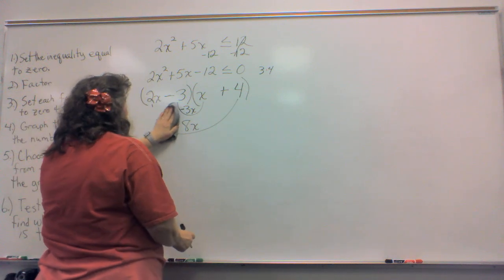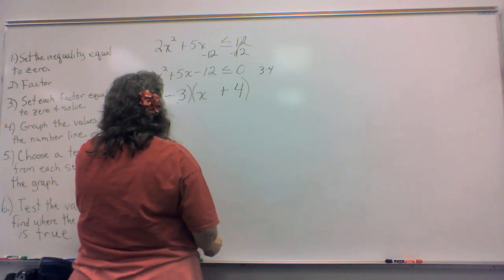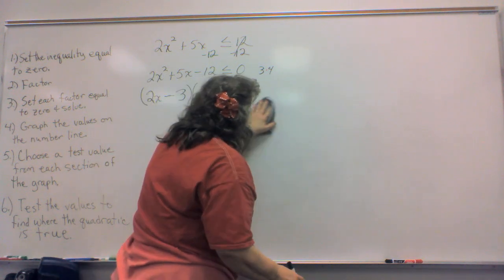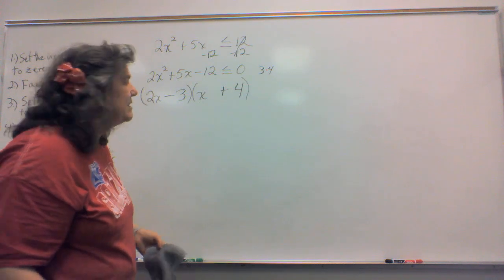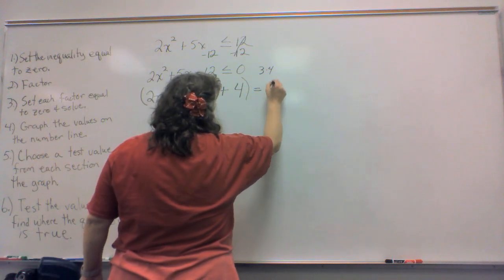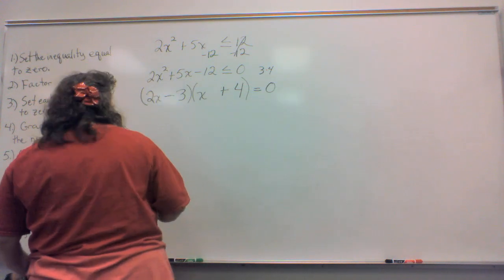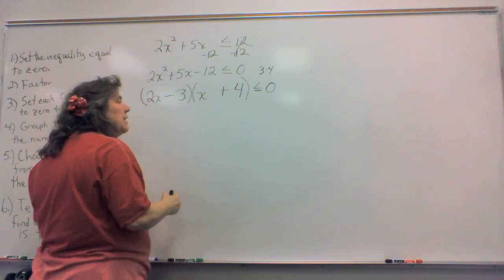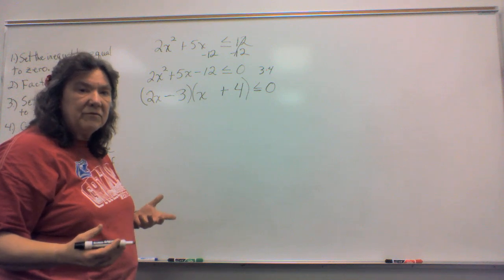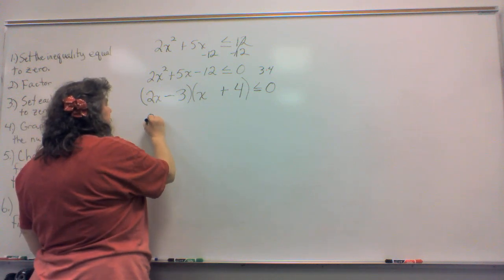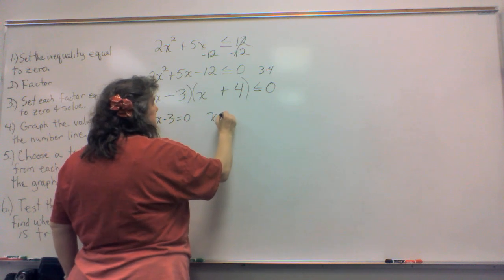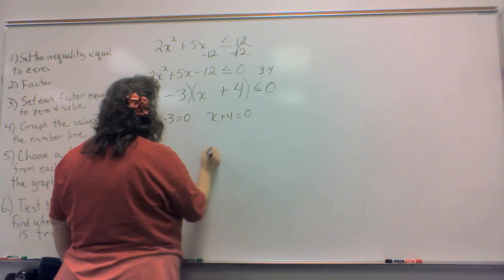Okay, so you see how we factored that. Nice and quick and easy. I know it's going to be harder for you. I do a lot of factoring, so it's easier for me. Less than or equal to 0, we'll keep that. Each one of these is going to have to be put equal to 0 now. 2x minus 3 is equal to 0. x plus 4 is equal to 0.